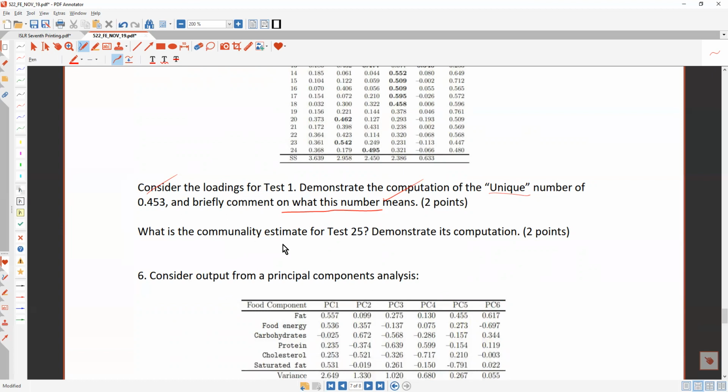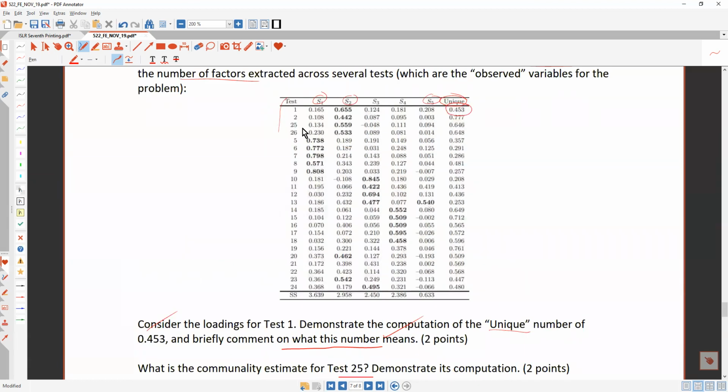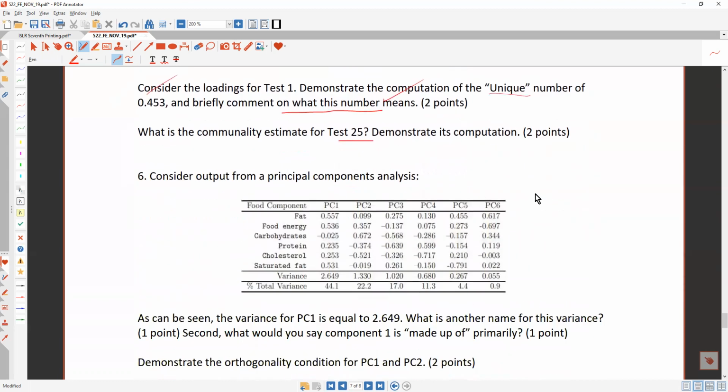What is the communality estimate for test 25? Demonstrate its computation. So there's test 25. And what is the communality estimate for that particular test? Demonstrate the computation for it. Show how it's computed in here.